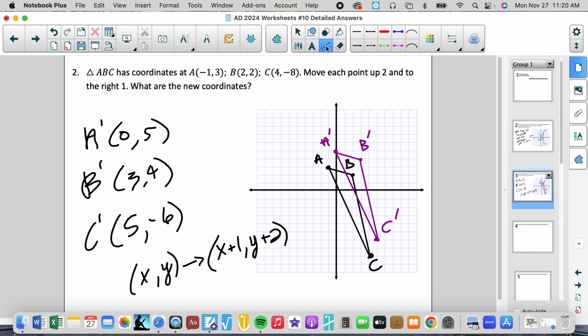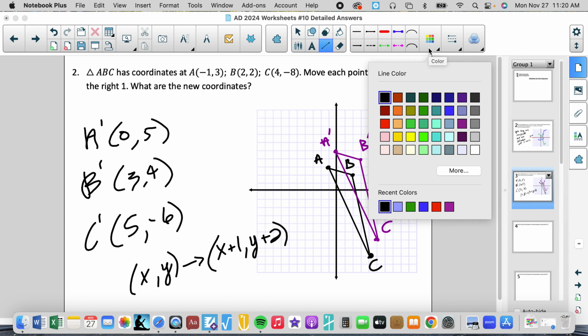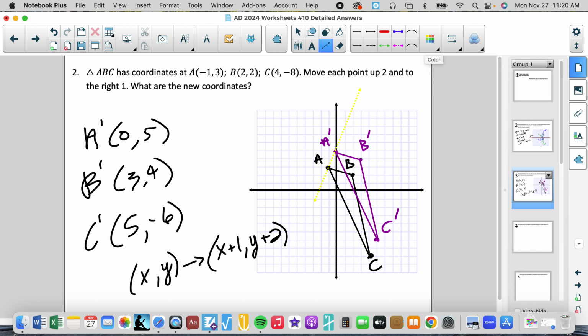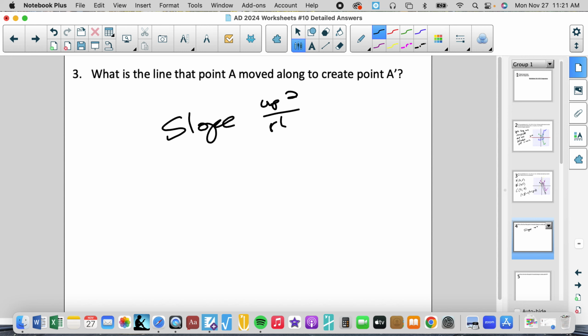I didn't understand it at first, but I think I get it now. So what they're saying is, hey, what is this? Let's go yellow. What is the line that moved along? Ooh. So that has a slope of up 2, right 1, and a y-intercept of 1, 2, 3, 4, 5. So this has a slope of up 2, right 1, and a y-intercept of 5, I thought I said.